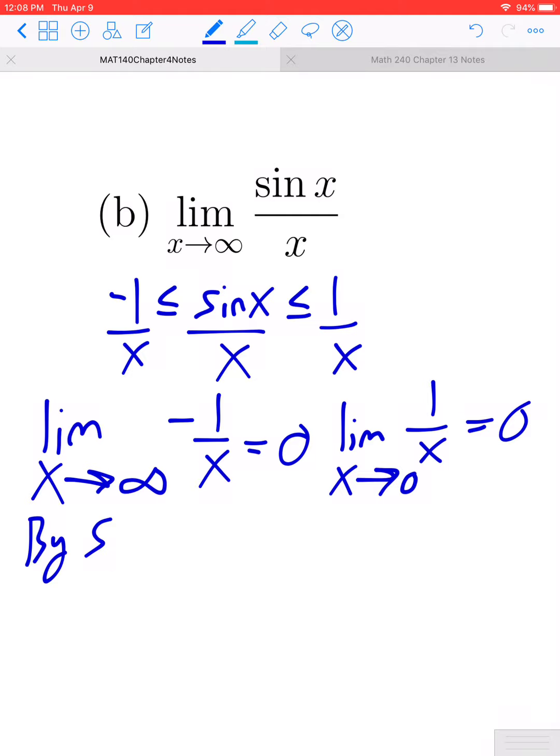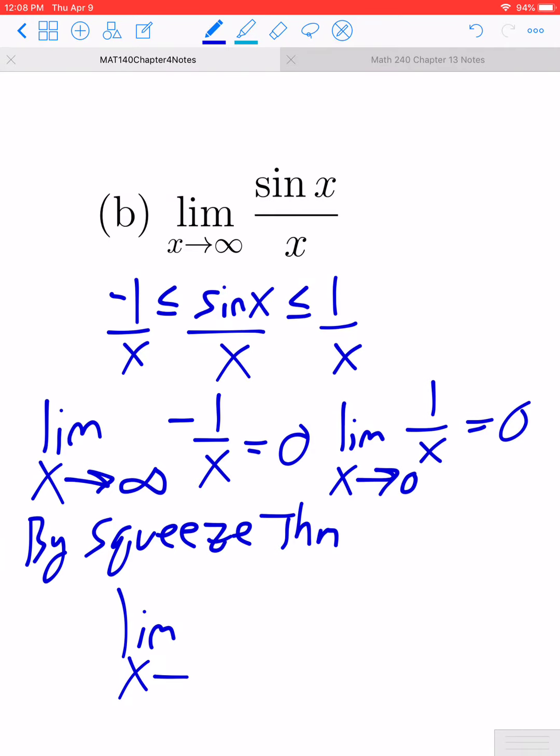So by the squeeze theorem, our function, the limit as x approaches infinity of sine x over x, will also have a limit of 0.